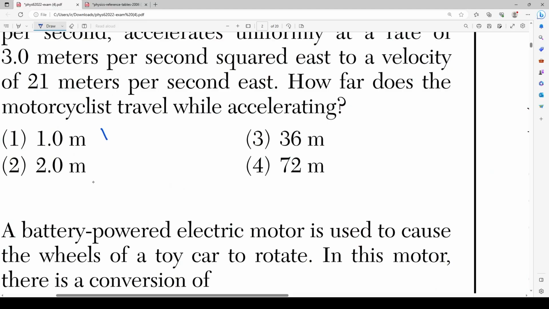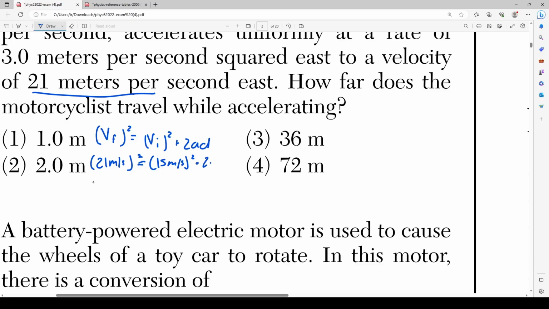So here I'm going to zoom in and I'm going to write VF squared is equal to VI squared plus 2AD, right? We know that our final velocity is 21 meters per second, so I'm going to have 21 meters per second squared is equal to our initial velocity, which was 15 meters per second squared, plus 2 times our acceleration, which is 3 meters per second squared, times D, which is the thing that we're solving, right?